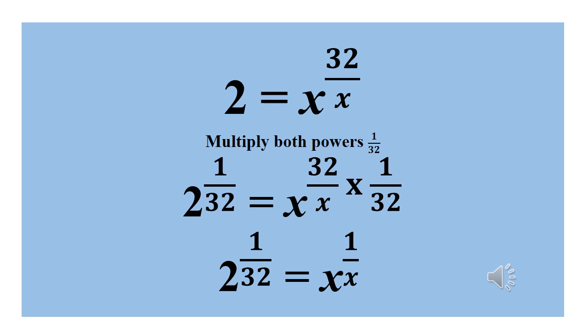It then follows that since we now have 2 equals x raised to power 32 over x, we can multiply both powers by 1 over 32 to get rid of 32 as the exponent at the right side of the equal sign. So we have 2 raised to power 1 over 32 equals x raised to power 32 over x times 1 over 32. So we then have 2 raised to power 1 over 32 equals x raised to power 1 over x, because 32 will cancel out 32. So we have 1 over x left at the right side as the exponent.